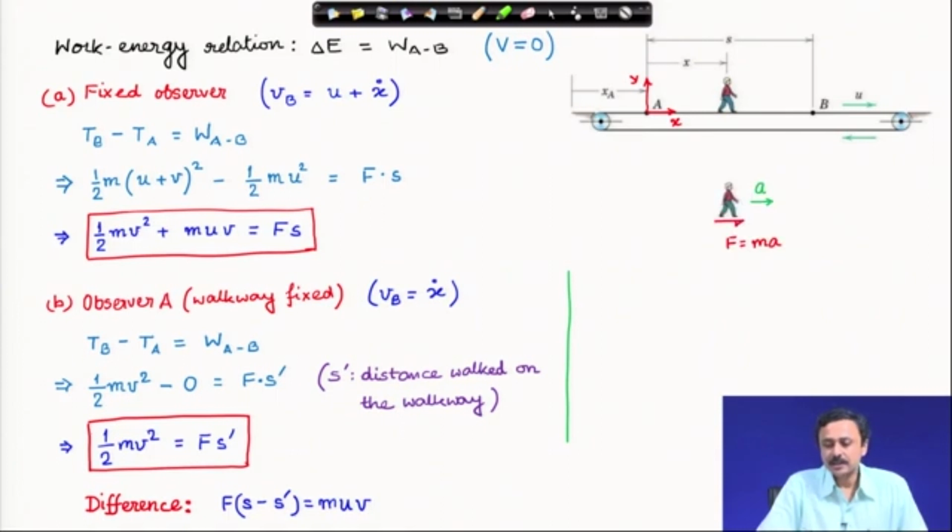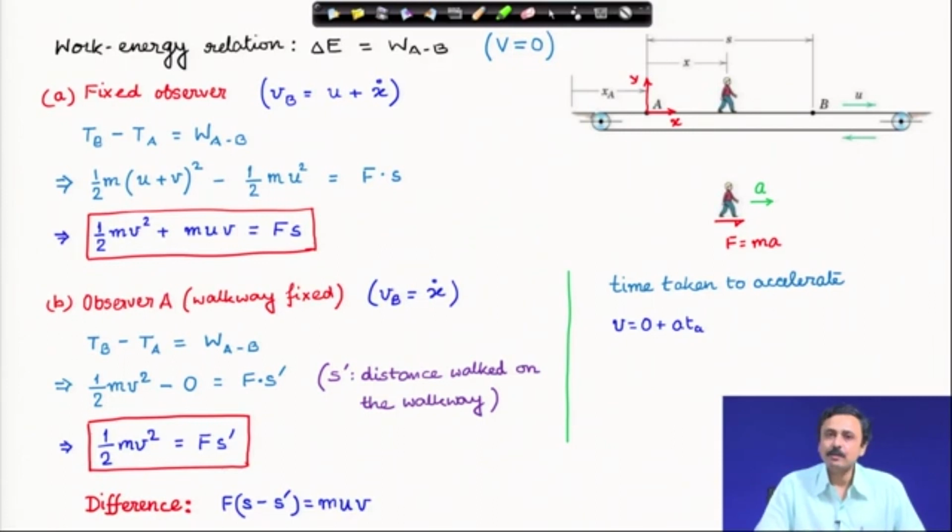To understand this, let us look at the free body diagram of the boy as he accelerates on the walkway. Since he is accelerating, a force equal to mass times acceleration must be acting from the walkway onto the boy, and the direction of the force is shown because the acceleration is towards the right. Therefore, the force must be towards the right. Now, let us try to calculate the time required to accelerate. Final velocity v is equal to initial velocity 0 plus acceleration into time of acceleration, which means the time of acceleration must be equal to v by a.